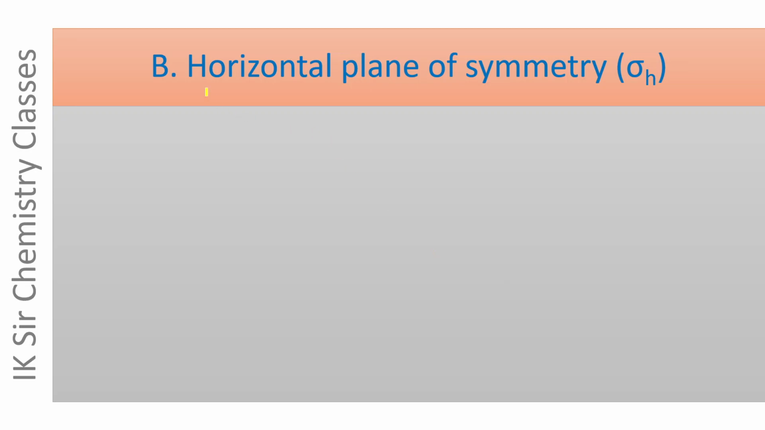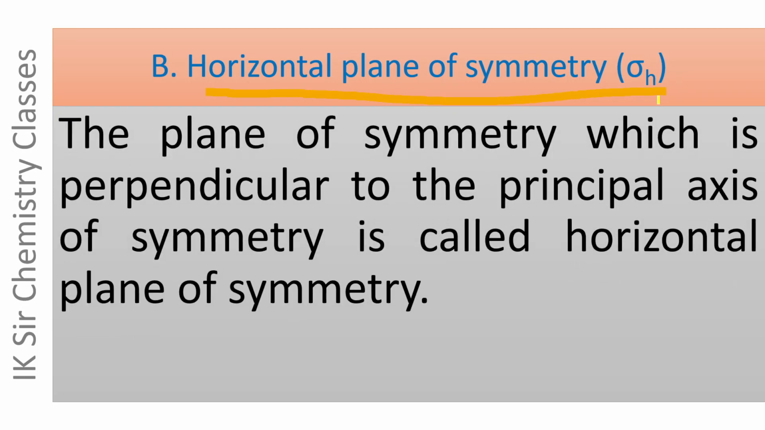And now horizontal plane of symmetry, which is denoted by sigma H. The plane of symmetry which is perpendicular to the principal axis of symmetry is called horizontal plane of symmetry.